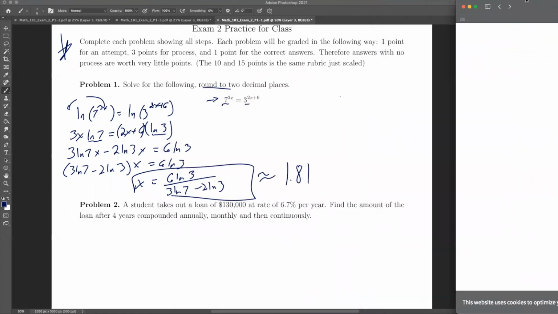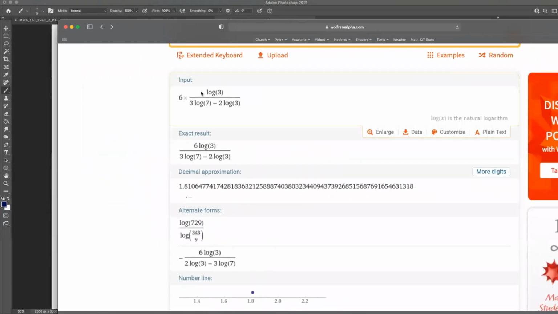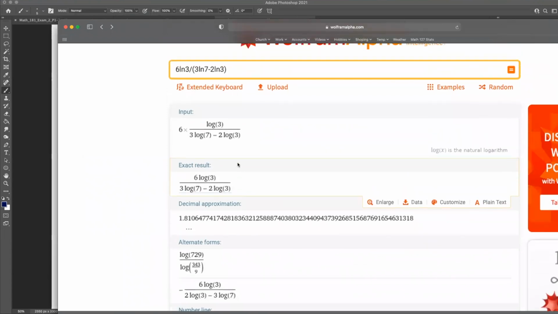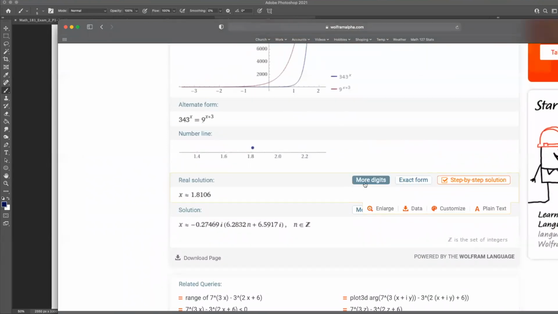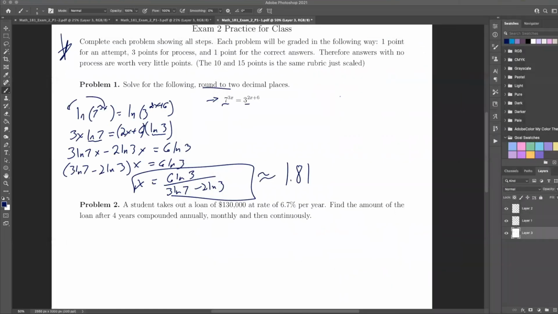Okay, so when it gives you this weird exact result right here, just hit it. It'll give you something weird in exact form. Just click approximate form, and that's just a way of checking it. Okay, so you do need to show all the work, but it's good to check it.